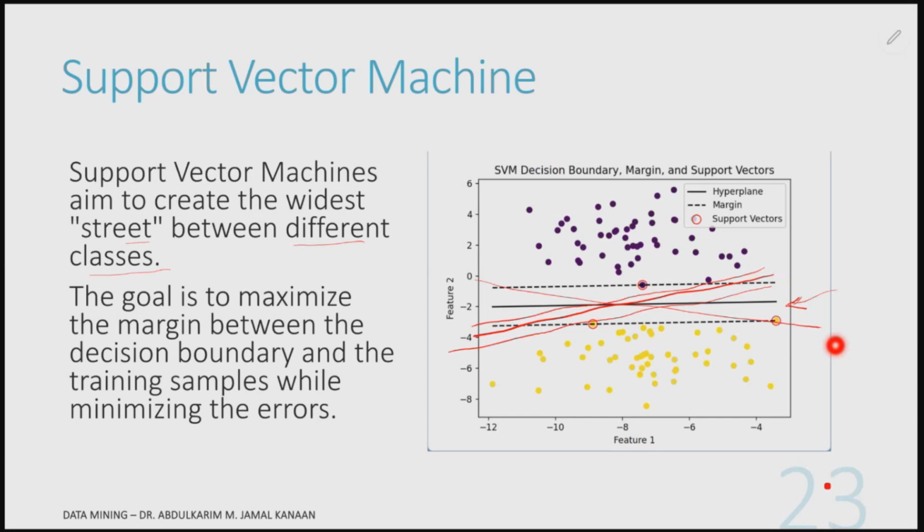So the goal here is to maximize the margin between the decision boundary and the training samples while minimizing the error. The error here means misclassification, right? So we try to minimize the misclassification. Same, like the main objective of classification is to find a decision boundary.